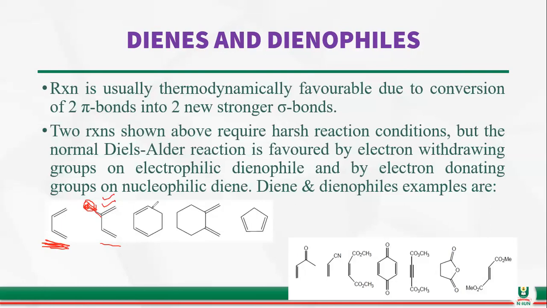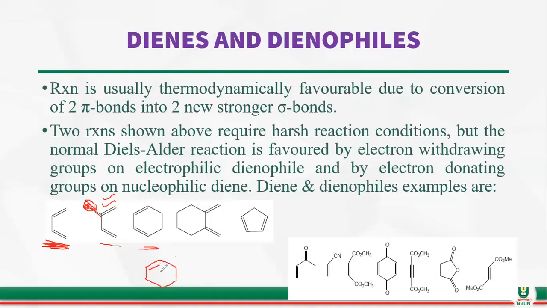Example of cyclic diene is what we have in this third one. You can see that this is cyclohexene, but with double bonds at position 1 and 3. This is cyclohexa-1,3-diene. That's going to be a good diene, because you can see there are two double bonds, and those two double bonds are in conjugative manner.